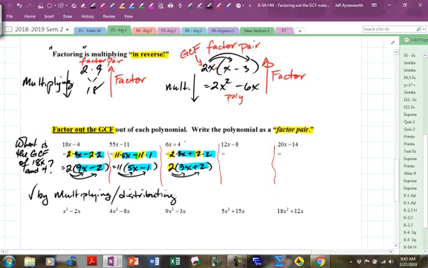Next one here, pause the video, try the fourth one here.